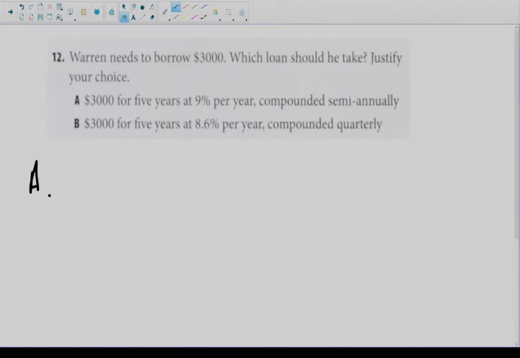Now, without listing everything anymore, I'm actually just going to calculate I and N right off the bat. So 9% per year, 0.09 is 9%. Compounded semi-annually. Semi-annually means twice a year, so it's divided by 2. Our N value is equal to 5 years multiplied by twice per year. So that gives 10. So 0.09 divided by 2, I'll just do that quickly over on my calculator, is equal to 0.045.